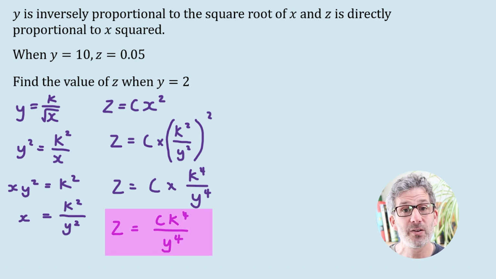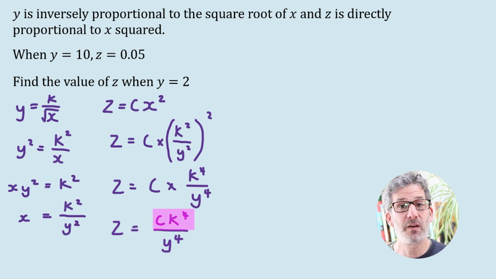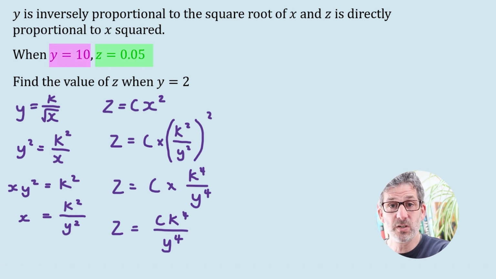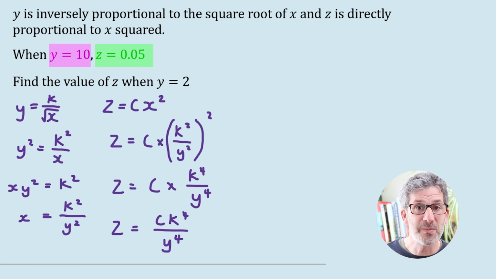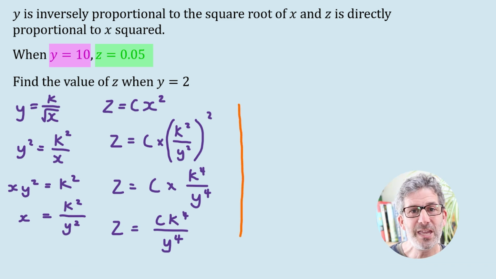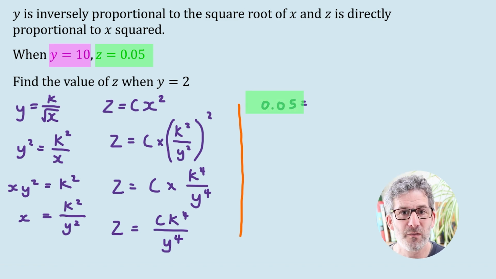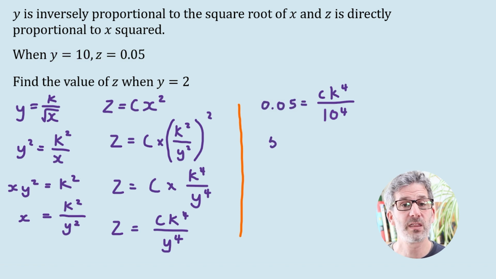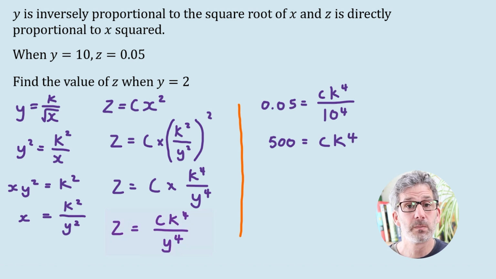All we have to do is calculate C times K to the power of 4, and we'll be virtually there. We're given values of Y and Z in the question, so let's substitute those in to calculate C times K to the power of 4. When we substitute those in, we get 0.05 is equal to C K to the power of 4 over 10 to the power of 4. And I'm going to multiply both sides by 10 to the power of 4, which is 10,000. So 0.05 multiplied by 10,000 is 500. So C K to the power of 4 is 500.